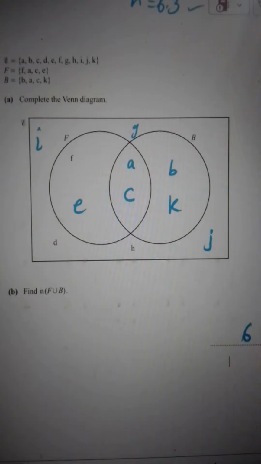We have completed this Venn diagram. The missing elements are written in blue, and the number of elements in F union B, F and B combined, is 1, 2, 3, 4, 5, 6. That is why 6 is the answer.